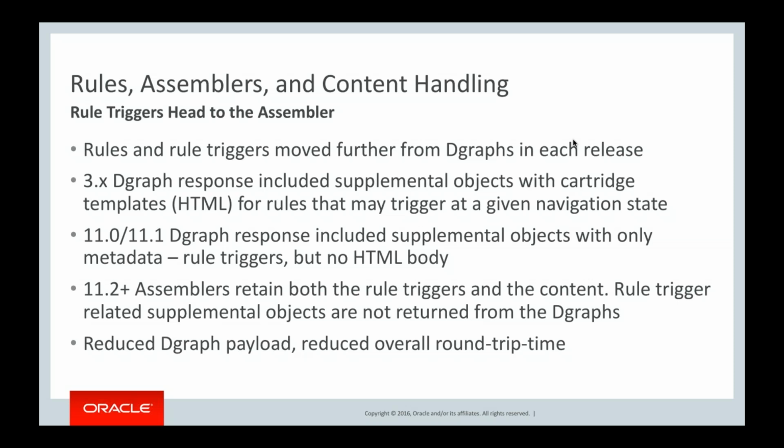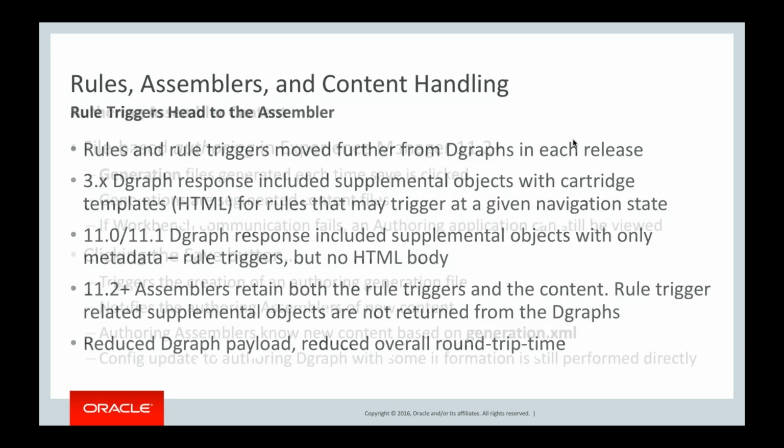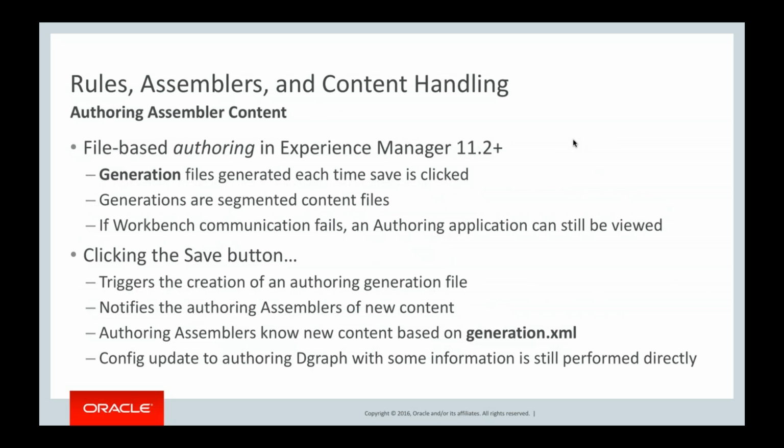We talked about the supplemental object. Now we're taking out the HTML, not including the HTML, not including the content, just including the metadata. So the supplemental objects are much smaller. So these next bullets just kind of reiterate the same thing. The payload, the response size is much smaller. And so the D graphs tend to be a lot more nimble, and the response times have greatly decreased.